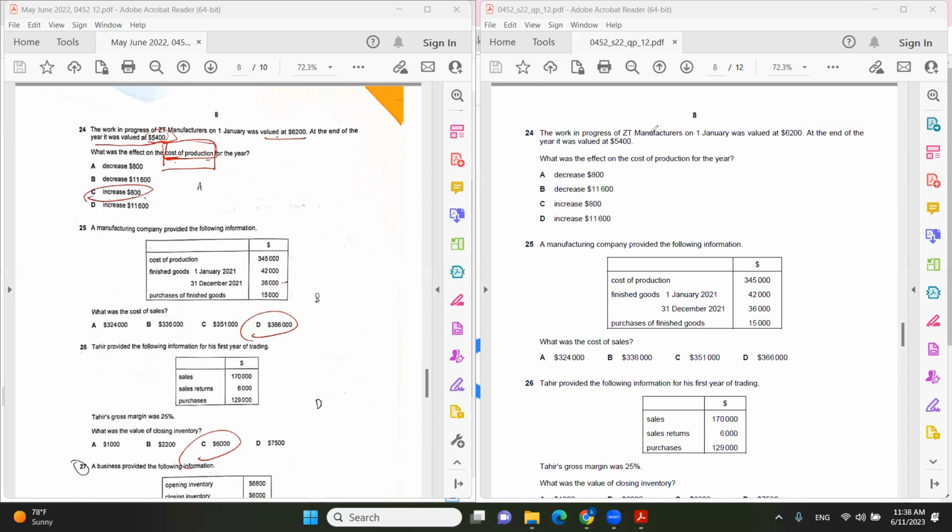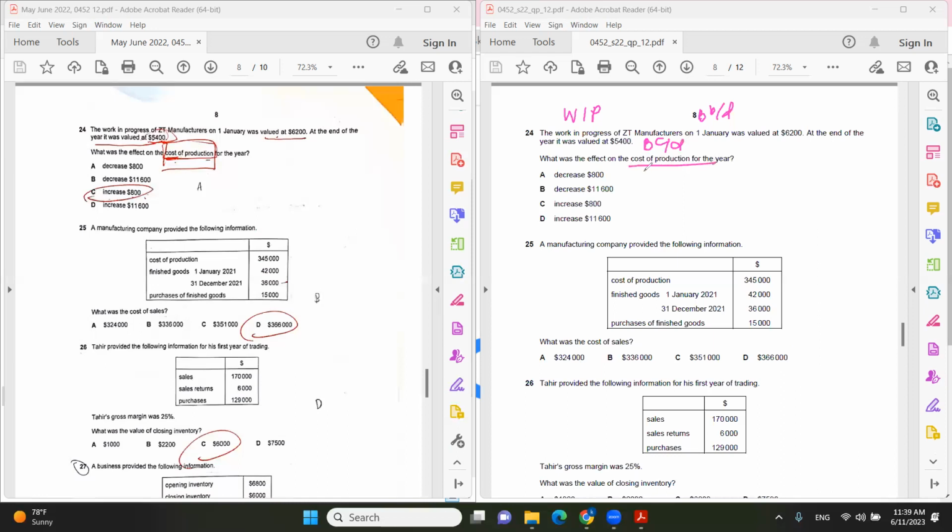The work in progress of ZP manufacturer on 1st Jan was valued at 6,200. At the end of the year, it was valued at 5,400. What was the effect on the cost of production for the year? WIP, this is the beginning of the year. At the end, it was valued at this balance CD.